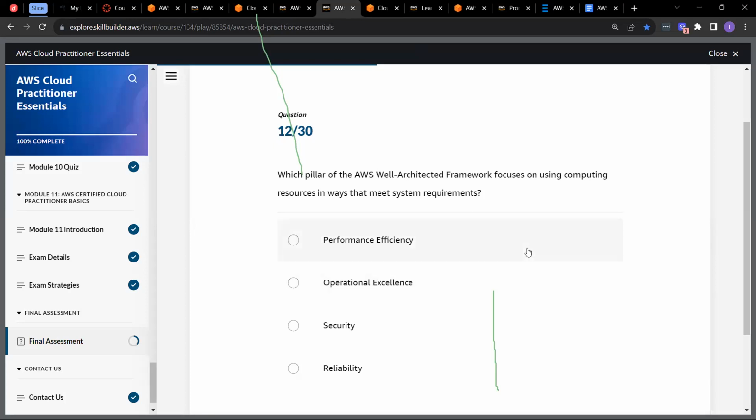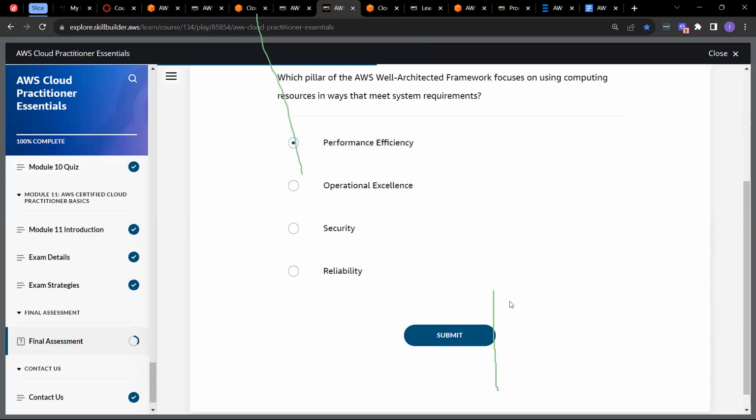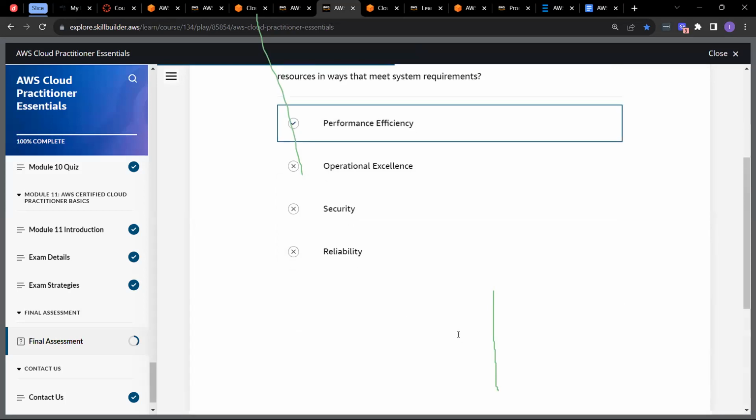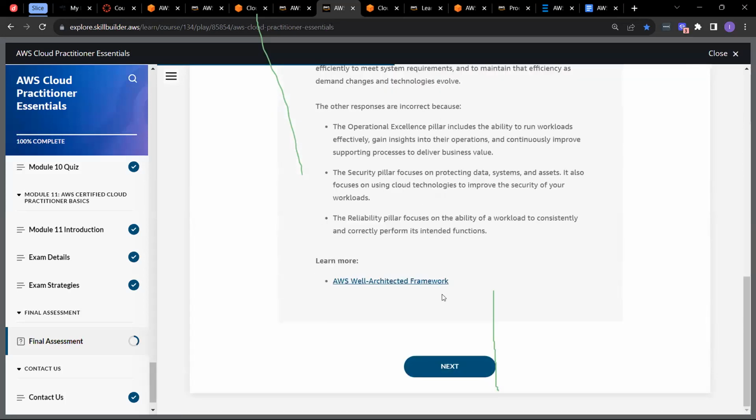Let's go on. Okay, so which one are we selecting? I'll go for operational excellence. Performance efficiency. They go for the second one. Operational excellence. So we have two answers for both. Select one and let's see. It is performance efficiency. I think it's performance efficiency. Okay, majority. Let's go. Correct. Clap for yourself.